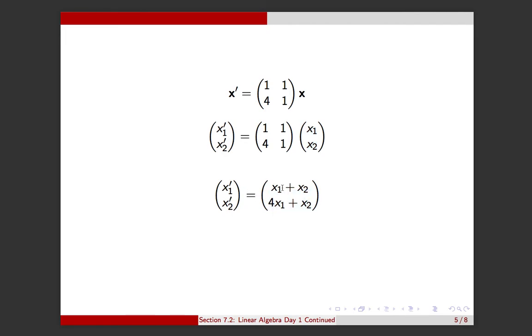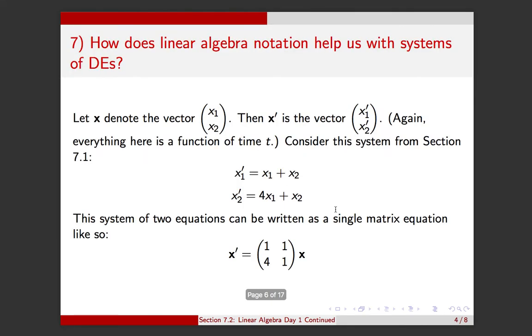And now I have matrix equals matrix, so the top entry here has to equal the top entry there. The bottom entry there has to equal the bottom entry there. And you recover those 2 original DEs that I started with, right? x1 prime is x1 plus x2, and similarly x2 prime.